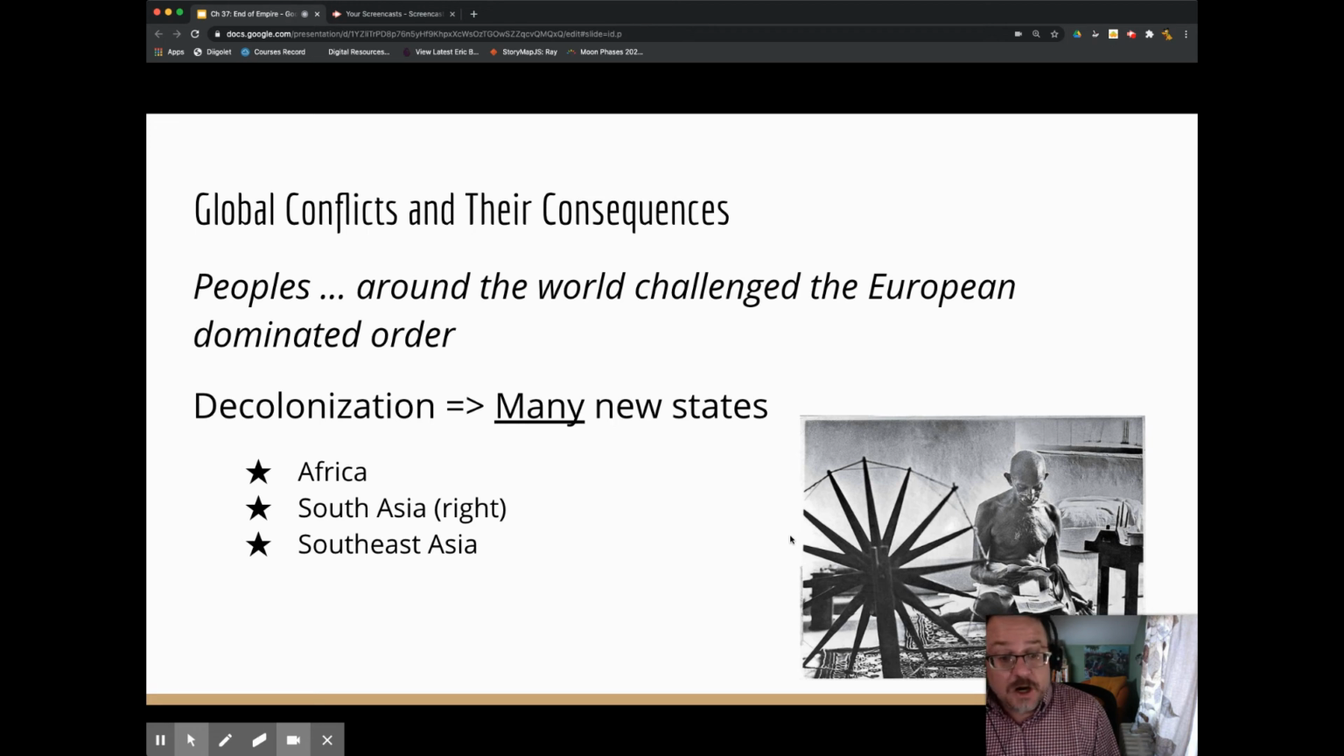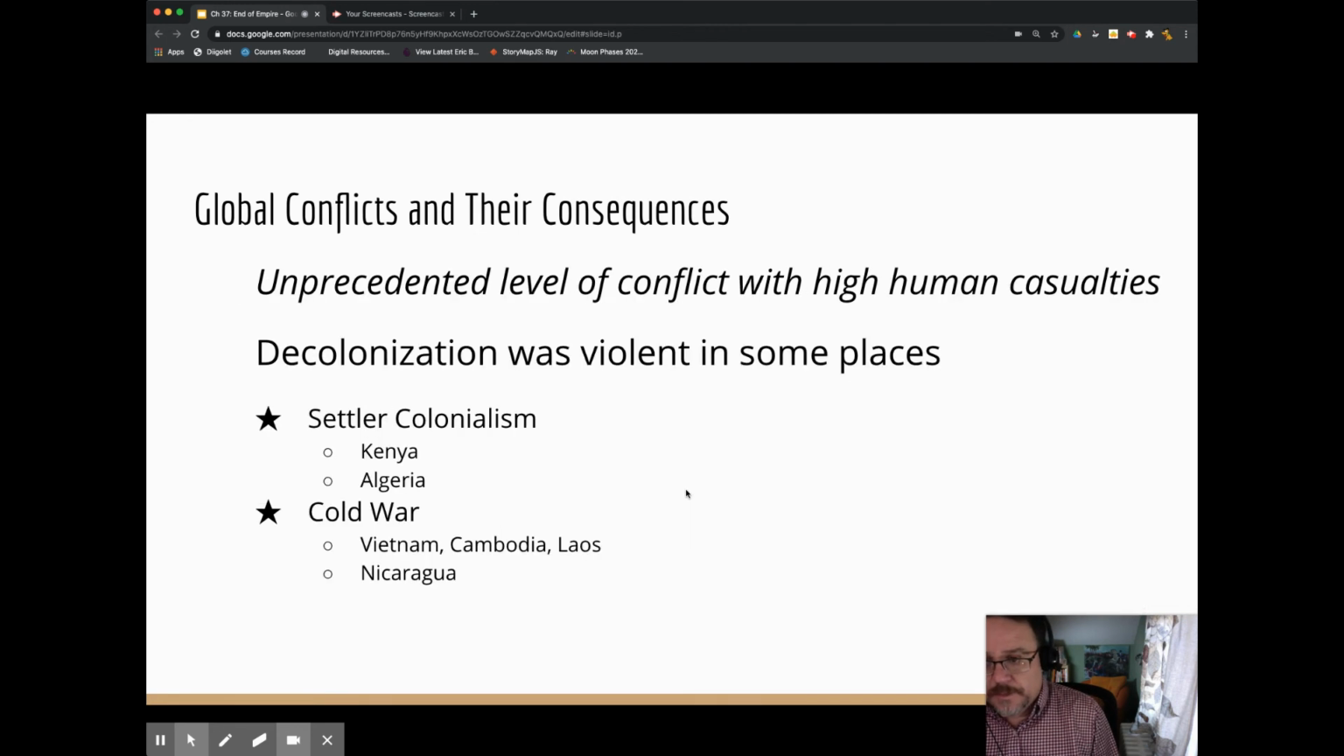And those new states are almost all former colonies. That or former parts of communist states, like the former USSR and the former Yugoslavia. So, you're kind of looking out for that, and how did that happen? So, we'll see Gandhi. This process could be violent.